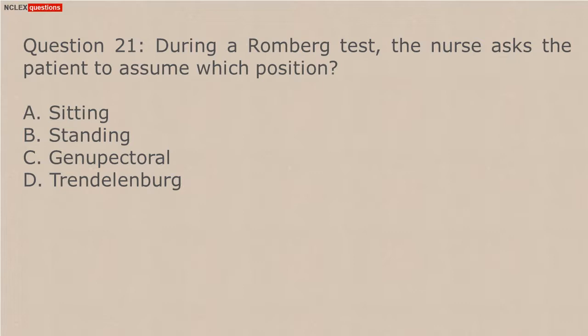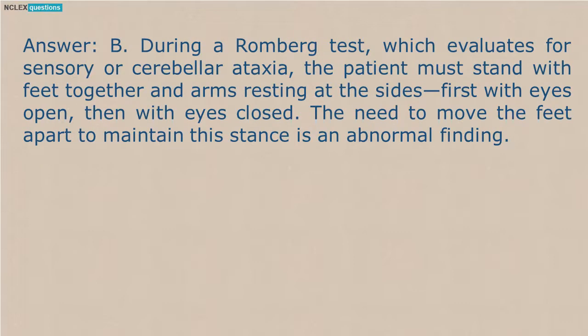Question 11. If a nurse administers an injection to a patient who refuses that injection, she answer B. During a Romberg test, which evaluates for sensory or cerebellar ataxia, the patient must stand with feet together and arms resting at the sides, first with eyes open, then with eyes closed. The need to move the feet apart to maintain this stance is an abnormal finding.